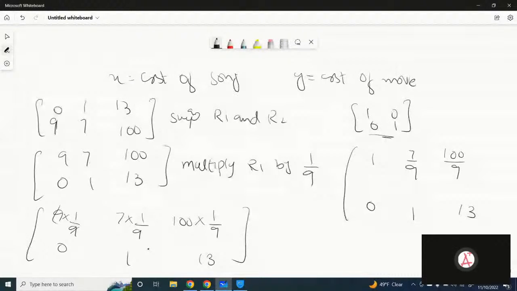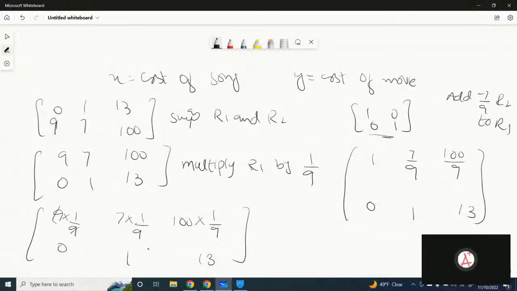How can you make 0? Okay, you can make 0 here. You can multiply the R2 by negative 7 over 9 and then add it to the R1. Got it? So you can do add. Now you have to add negative 7 over 9 R2 to R1.